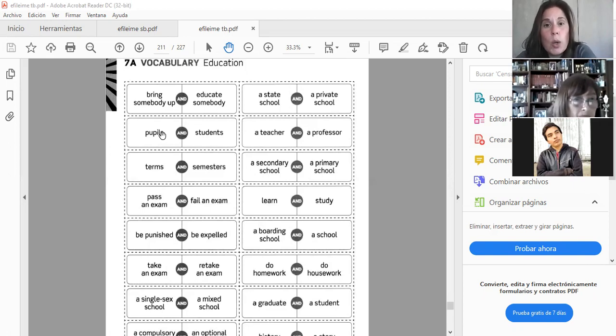A state school and a private school. Marta, can you tell me the difference between a state school and a private school? A state school is a school where the students or the families don't pay money, and private school is a school that the family pays, and there are different kinds of private schools and different prices. Okay, very good. Yes, just like here, okay?